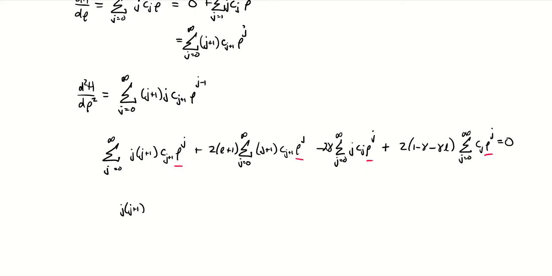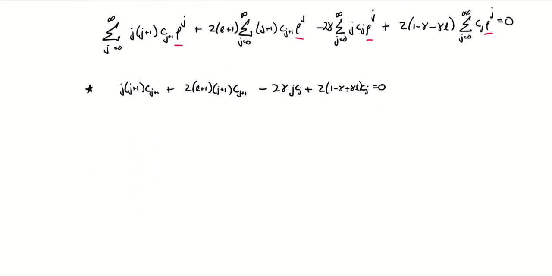(j+1)C_{j+1} + 2(l+1)(j+1)C_{j+1} - 2γj C_j + 2(1-γ... l)C_j. That has to be all of these coefficients, or this equation has to be 0 individually. And this gives us our recursion relation for those coefficients, those Cj's in our power series expansion.